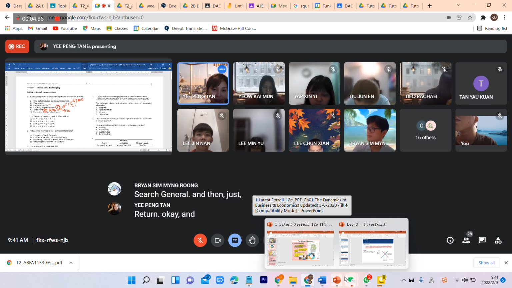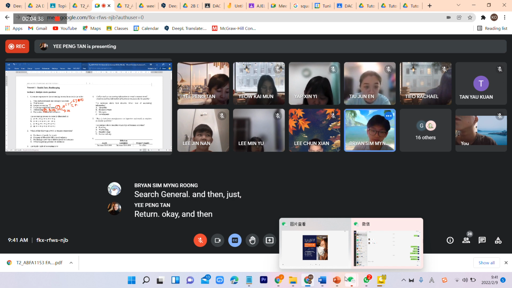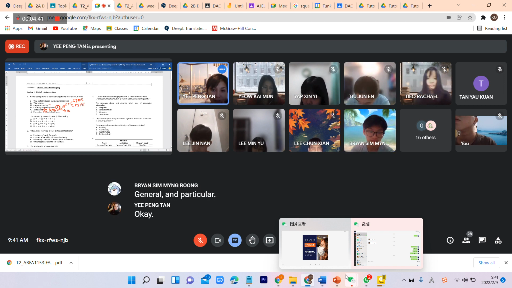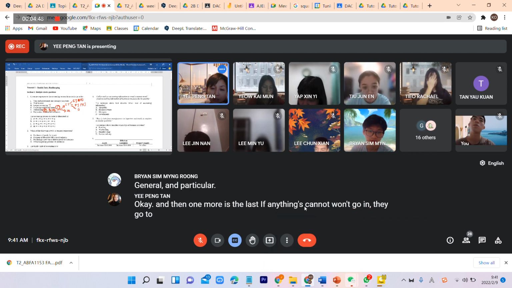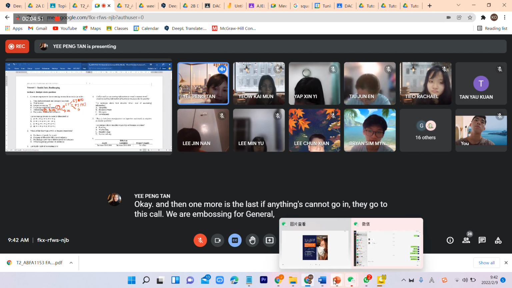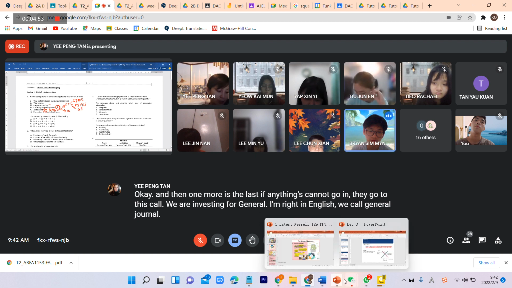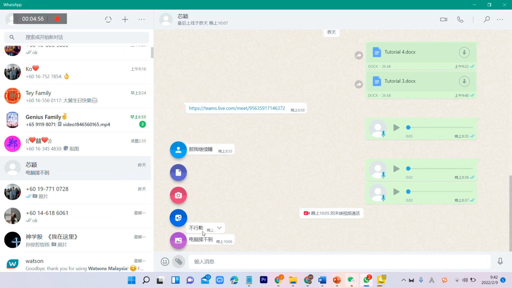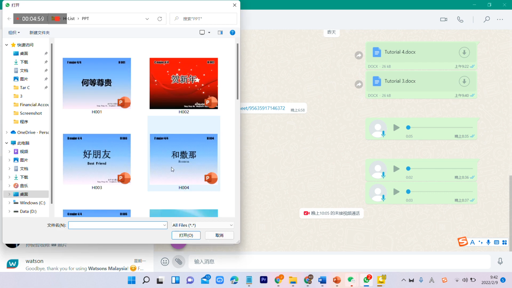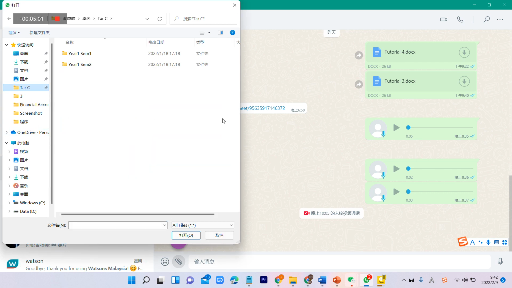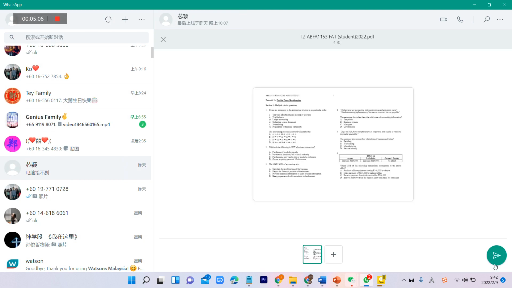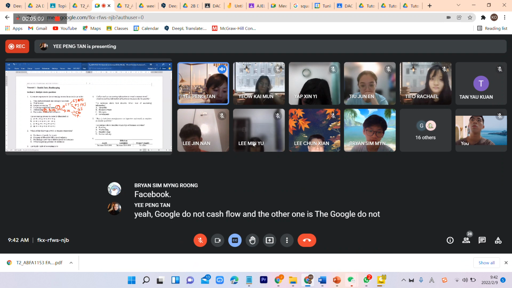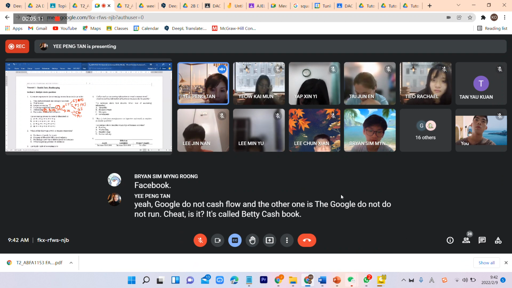Okay, and then purchase journal and purchase return journal. And then one more is the last. If anything cannot go in, you go to this, in Bahasa you call jurnal am, right? In English we call general journal. Okay, general journal. And there are 2 books you will record. One is what? Cash book. Yeah, buku tunai, cash book, and the other one is buku tunai runcit. It's called petty cash book.